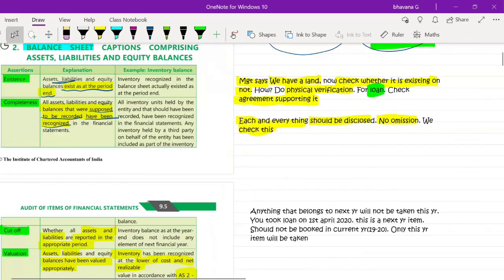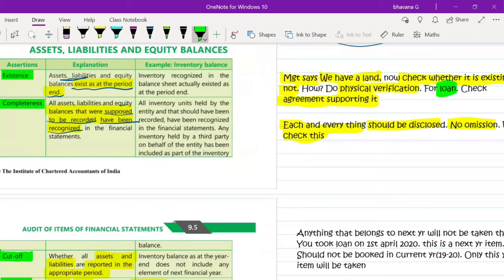Now I'm going to take an example of inventory, what is given in the book, the inventory example itself, and now we are going to understand using these assertions. Now you guys should, without reading, tell me what inventory is trying to tell us under existence. Tell me, if I write inventory of 2 lakh rupees and there is the assertion of existence, what is it trying to tell us?